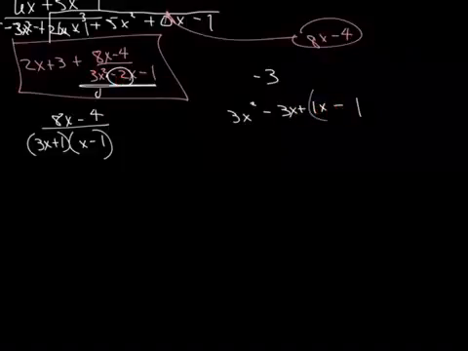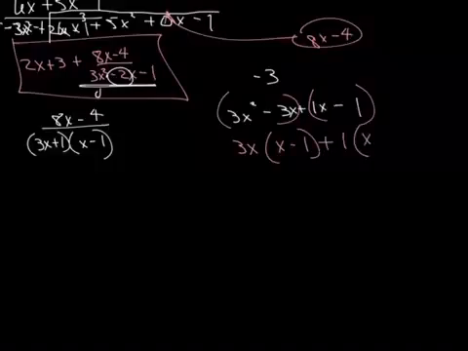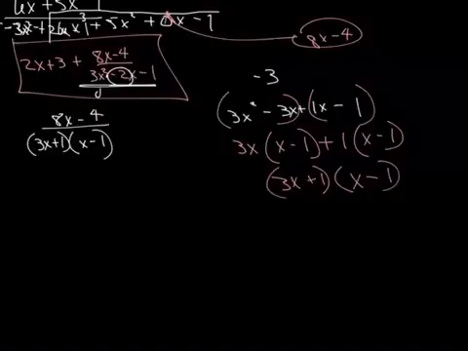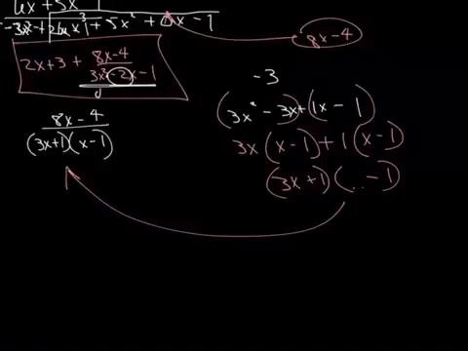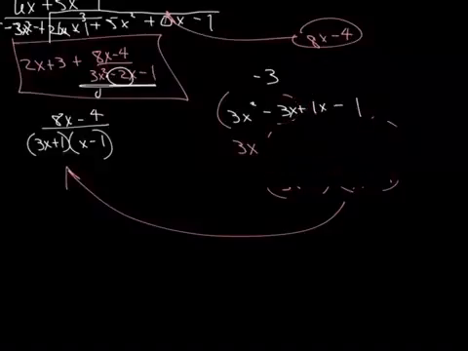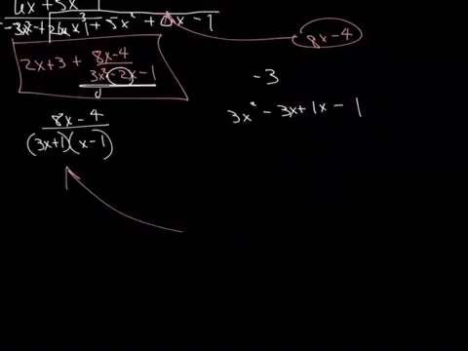And then we group, factor out a 3x, and I'm left with an x minus 1. I've got a 1 out there, times x minus 1. So I have 3x plus 1 times x minus 1. And that's what I have there. So again, that's old Algebra 2 stuff that should be like, oh my gosh, this is so easy, why am I doing this? Okay, so that gives us that.